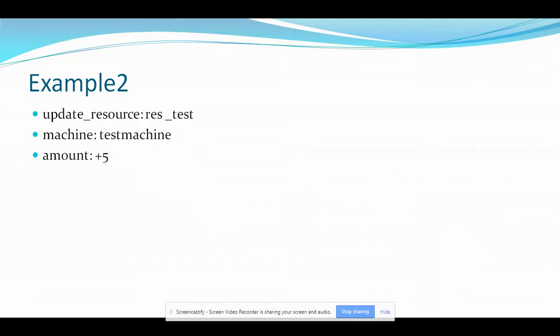5 more. Suppose the res_test virtual resource is currently having 20 resource units, and we want it to increase by 5 more units, then we can give +5. If you want to decrease by some value, then we can use minus the amount of resource units by which it has to get reduced, and this is at machine level.